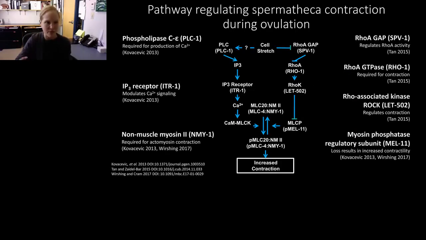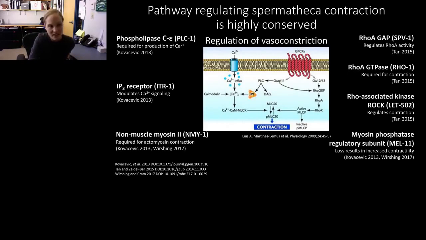So what actually happens during ovulation? A lot of things, and work from our lab and others has really gone into understanding what are the pathways involved in perceiving cell stretch and regulating spermatheca contractility. Here I'm just highlighting some recent work from our lab, and I know this is a lot of information, but really what I want you to take home from this is that all of the key players are highly conserved. So both calcium signaling and Rho signaling are conserved in C. elegans and in mammals and in your favorite contractile cells. So this isn't just some weird thing that happens in worms, it's very highly conserved.